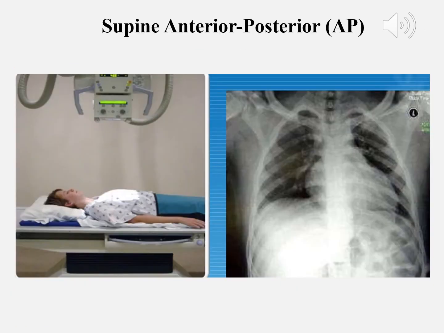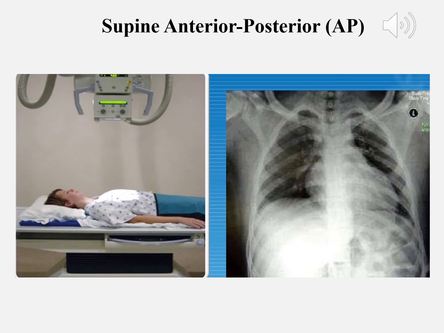So it's a supine anterior posterior chest x-ray. Again, these are generally going to be portable. Seldom are you going to bring a patient all the way down to x-ray, have them lay on their back and do that, unless you work in a real trauma center that has good overhead x-ray equipment. Otherwise, it's going to be a portable chest, anterior posterior view.